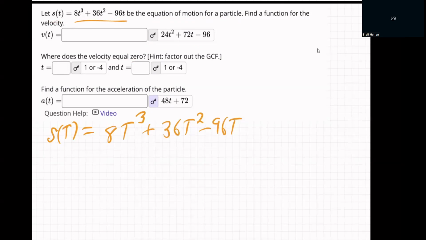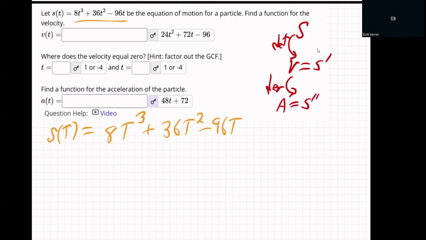Okay, and so here's the main thing to know for this kind of thing. If you have a position function and you take the derivative, that's a velocity, which is s prime, and you take another derivative, and that's acceleration, which is s double prime. So velocity and acceleration.